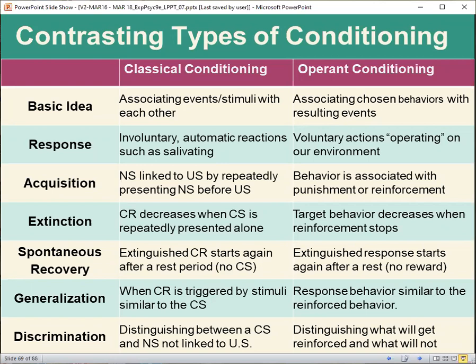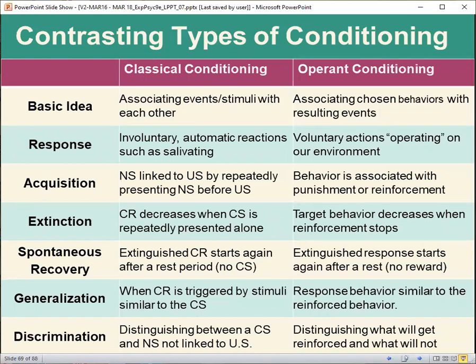However, in operant conditioning, we're talking about voluntary actions. We are operating on the environment. We did a behavior because we chose to. Acquisition: in classical conditioning, the neutral stimulus is linked to the unconditioned stimulus repeatedly. In operant conditioning, the behavior is associated with punishment or reinforcement in the various ways that we've been talking about. Extinction: in classical conditioning, the conditioned response decreases when the conditioned stimulus is repeatedly presented alone. In operant conditioning, the target behavior decreases when reinforcement stops. That's extinction.